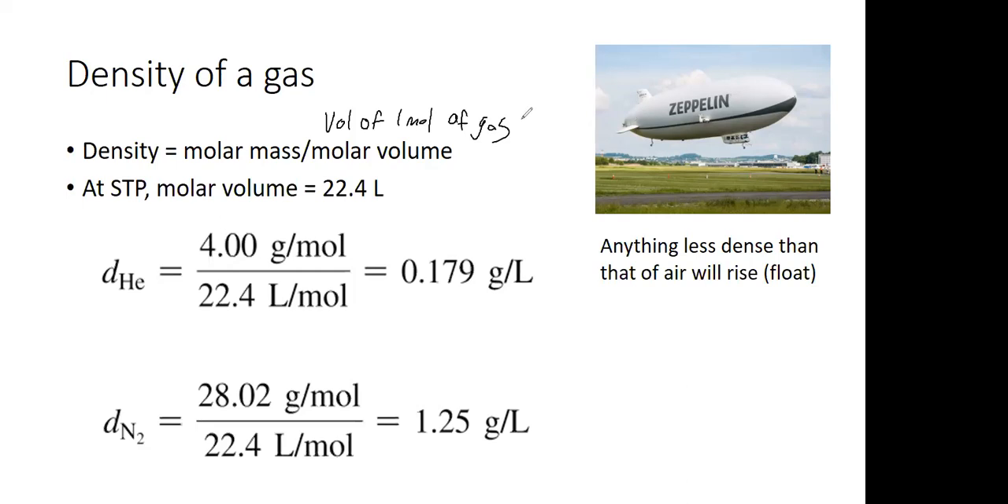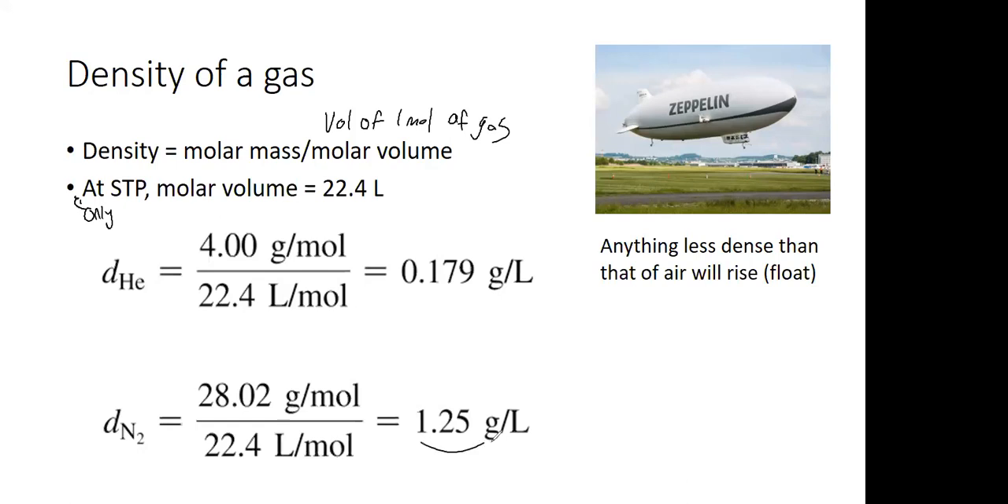Anyways, so we take our density and we do molar mass divided by molar volume, with the volume of one mole of gas, right? At STP, as we talked about, only at STP, is the molar volume 22.4. So you can see at STP, helium has a much lower density than neon gas. Neon makes up like 70 something percent of the atmosphere, right? So most of the air we breathe is not neon gas, it's nitrogen gas.